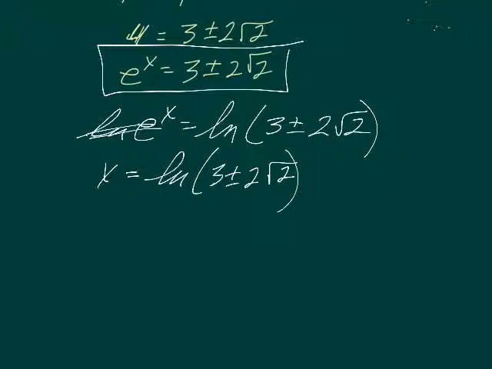Okay? And if you continue on with that, you will end up getting an answer of 1.76 when you add 2 square root of 2, or negative 1.76 when you subtract. So what you're going to have to do here is take your calculator and go 3 plus 2 square root of 2, and then take the natural logarithm. 3 minus 2 square root of 2, take the natural logarithm to get your two answers there for x.